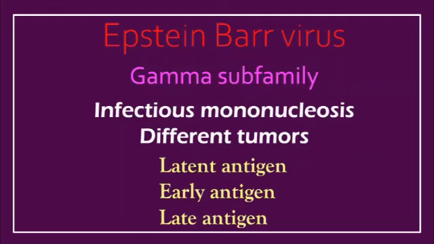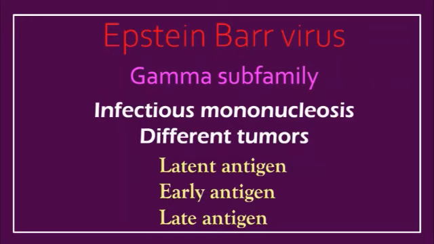Now coming to the Epstein-Barr virus, another virus of this family. It is a member of the gamma subfamily of herpesviridae that causes infectious mononucleosis and is also associated with several human tumors including nasopharyngeal carcinoma and Burkitt's lymphoma. So its importance is somewhere else. Epstein-Barr virus has different antigens like latent phase antigens. These are synthesized during the period of latency. Early antigens are non-structural proteins which help in viral replication. And late antigens are structural proteins that form viral capsid and envelope.